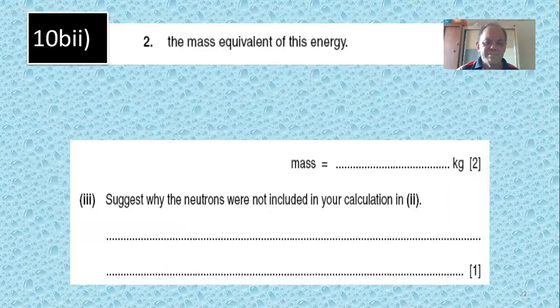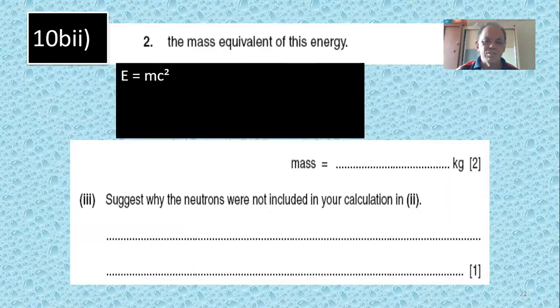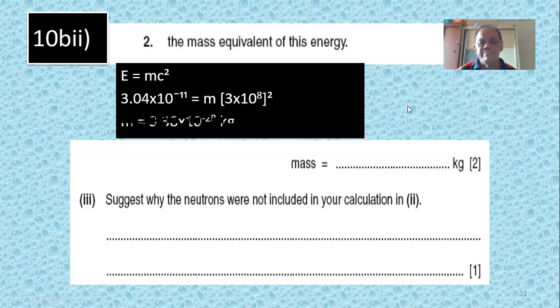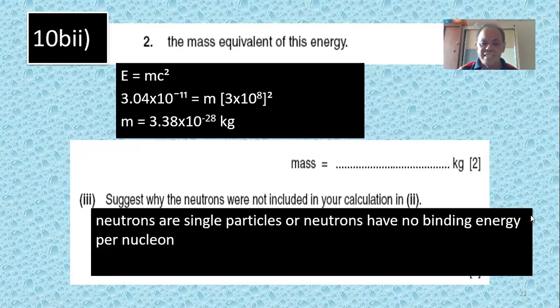The mass equivalent: basically they're trying to get you to use all the formulas that they expect you to remember. E equals mc squared or delta m, it doesn't matter. Put in the value that you have just calculated. That's the m, that's the speed of light on the data sheet. You calculate your m in kilograms. Suggest why neutrons are not included in the calculation. A neutron doesn't have binding energy. It's a single particle. It doesn't combine, it's just by itself.